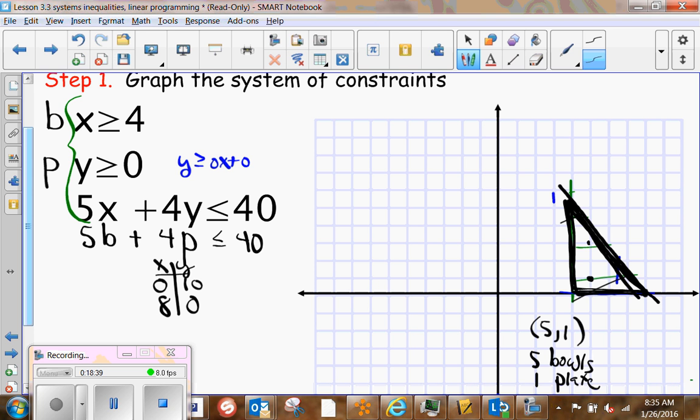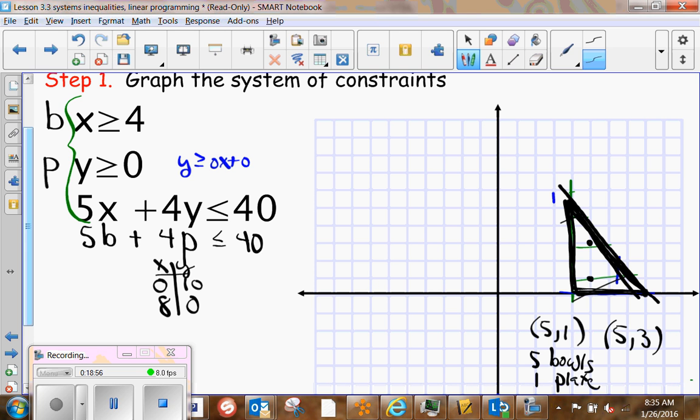Or this point would be in there. That's the point 1, 2, 3, 4, 5. 1, 2, 3. You can also make 5 bowls and 3 plates. So there's a lot of options that he has. But he wants the one that's going to maximize his profit.